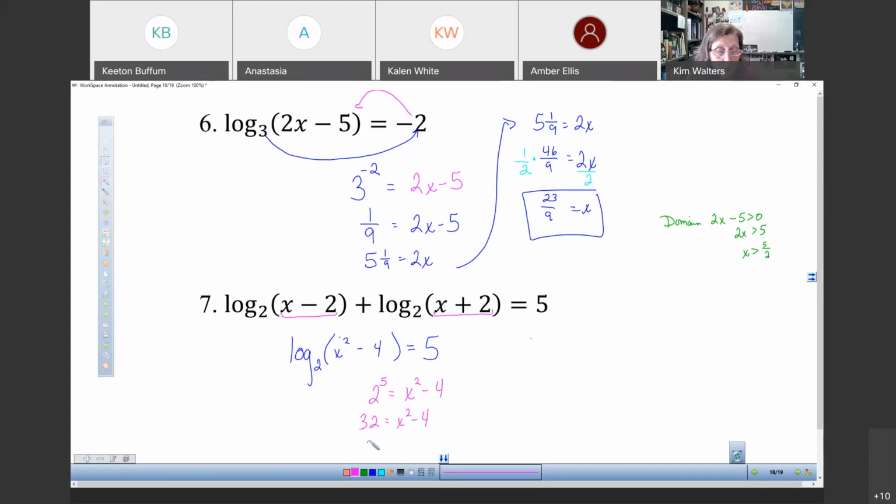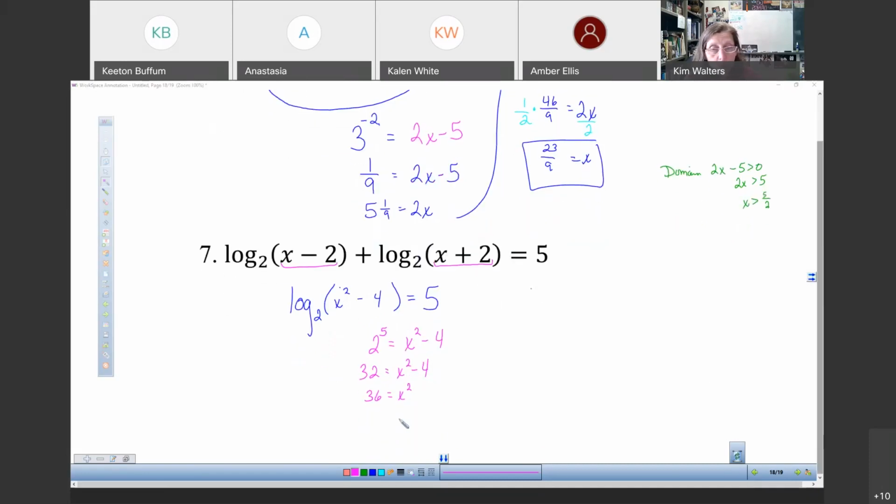I'm going to add 4 to both sides. I get 36 is equal to x squared. Got two solutions, remember. I get x is equal to positive and negative 6. However, one of those does not work. My solution is x equals what? Only. Which one works?